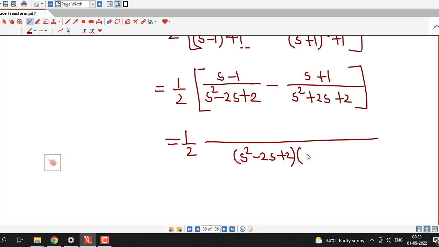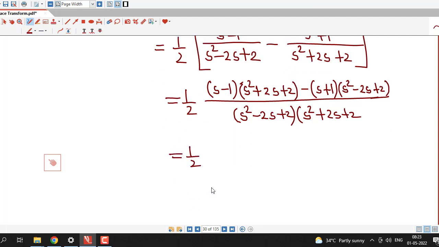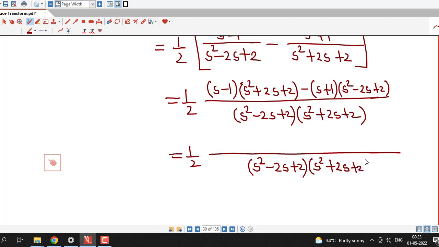S square plus 2s plus 2, and here we write product of these two, s minus 1 times s square plus 2s plus 2 minus s plus 1 times s square minus 2s plus 2, and this is equal to 1 by 2 times we keep LCM as it is, s square minus 2s plus 2 s square plus 2s plus 2.